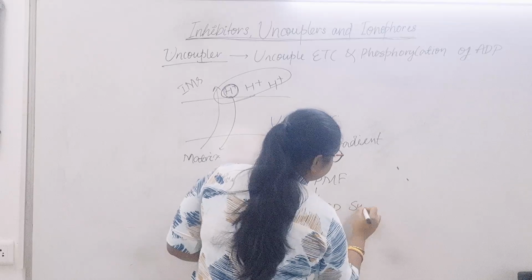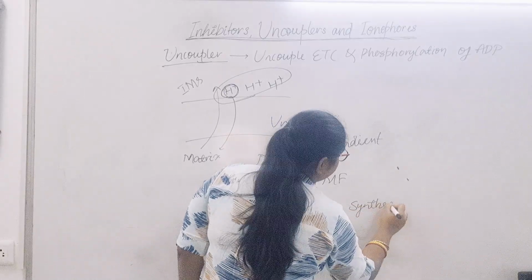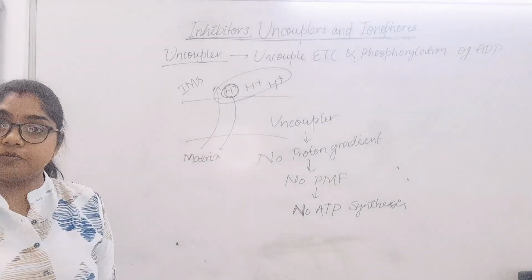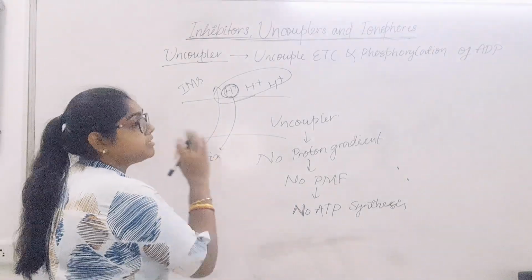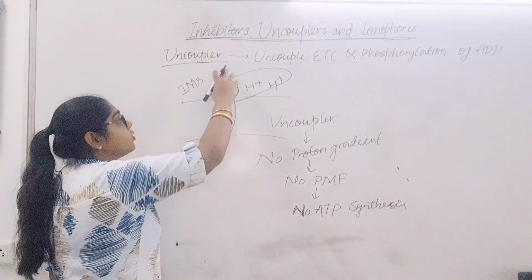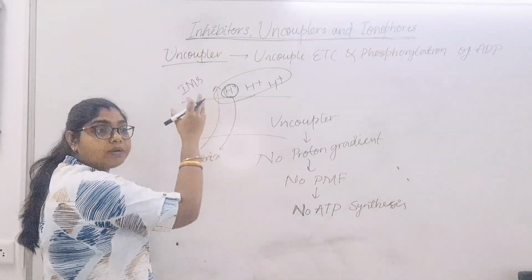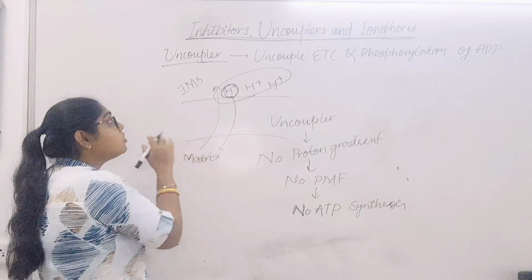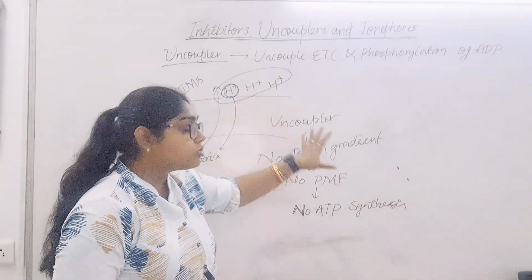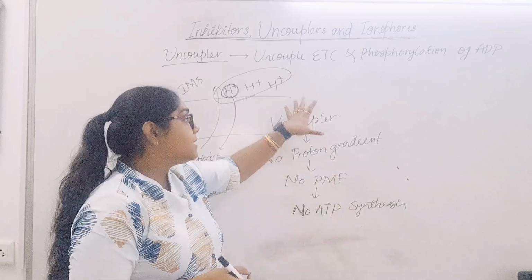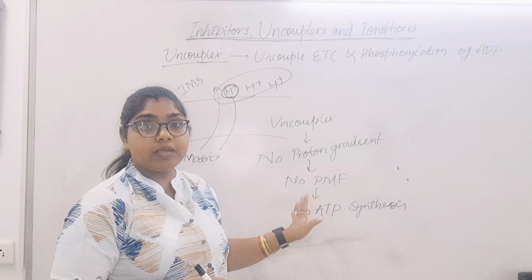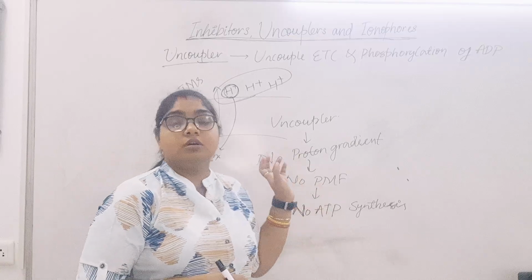But while at the same stage the electron transport chain will continue, because uncouplers have nothing to do with the electron transport chain. It is just bringing that proton from the intermembrane space to the matrix. So here the electron transport chain will continue, but the ATP synthesis process will be disrupted. Okay, that is the mechanism of uncouplers.